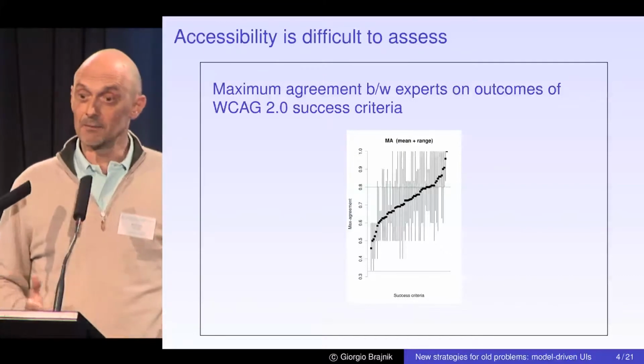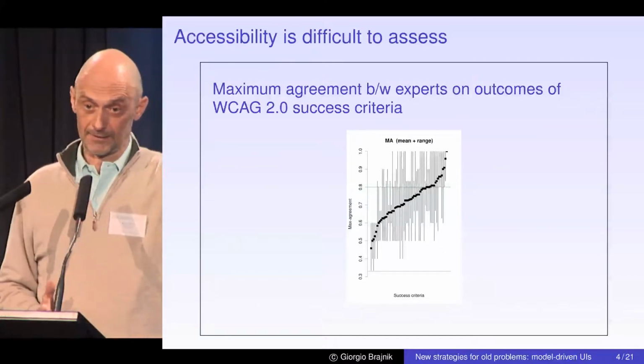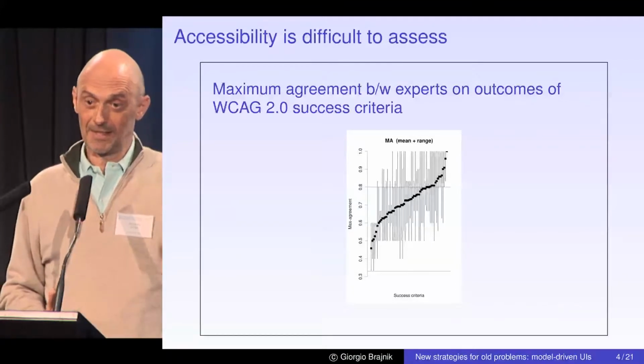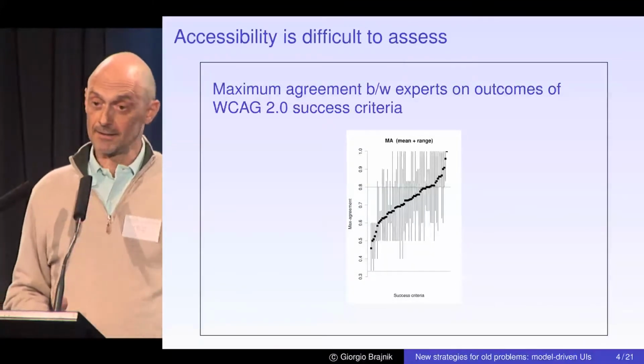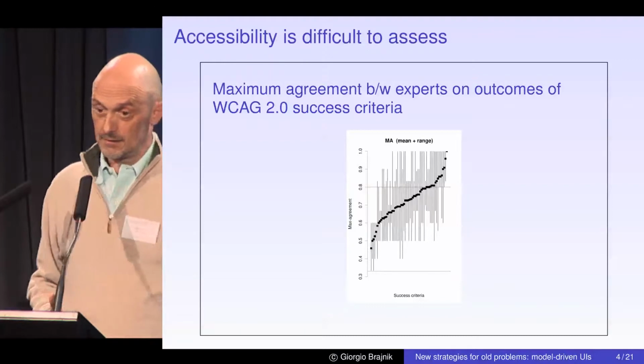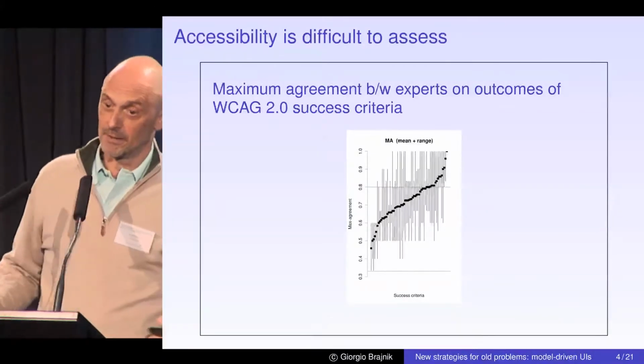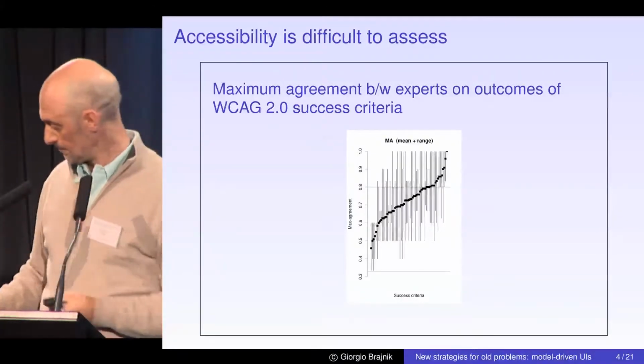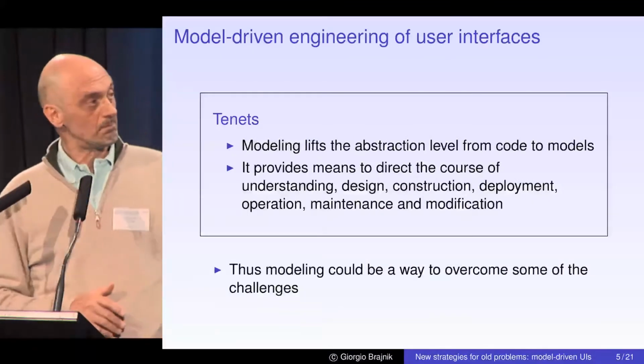Why? Because accessibility is a complex thing. It has to do with pedagogical aspects, it has to do with ergonomics, it has to do with user experience, because you're dealing with people and the way people interact with information in general. So what can we do?